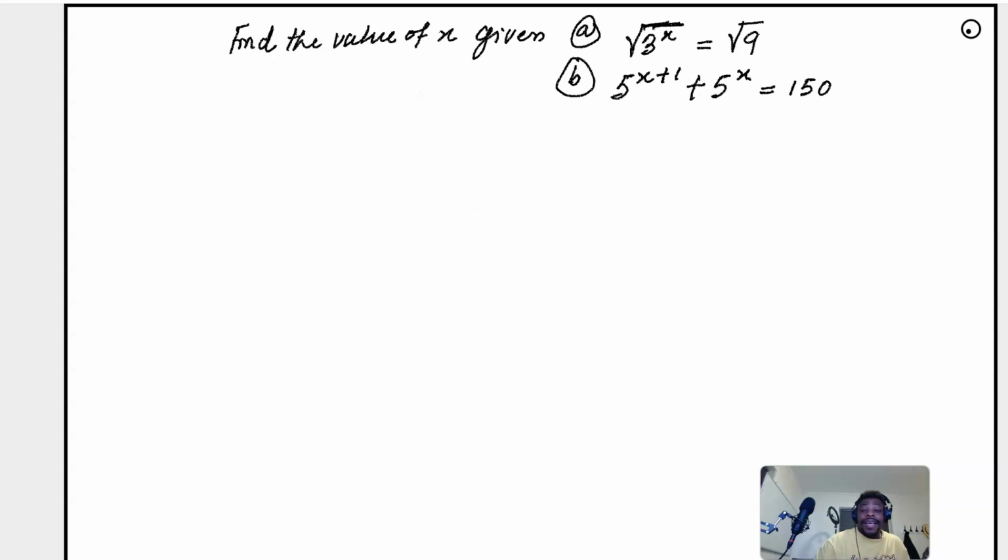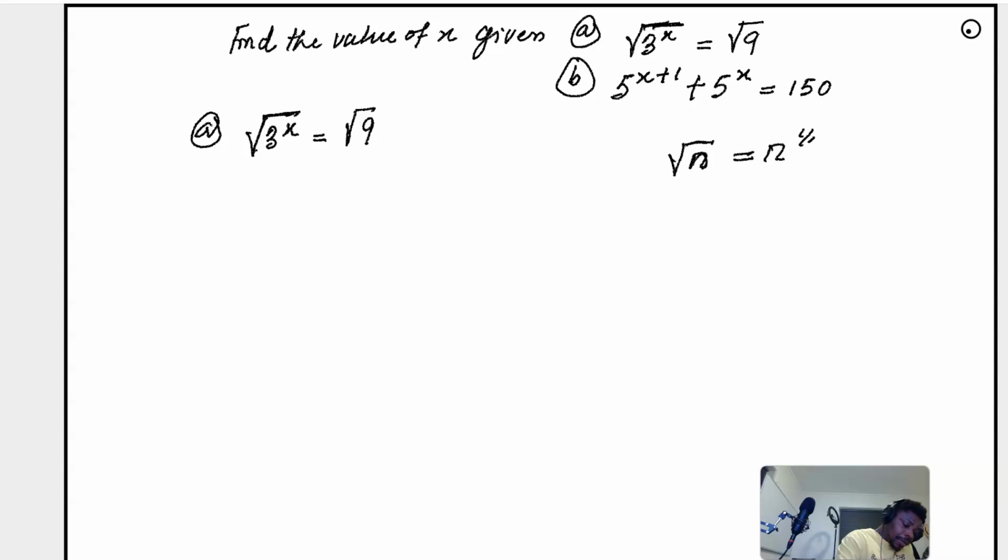Easy. Now let's solve for x in this question. A, square root of 3 raised by x is equal to square root of 9. Now remember, if you have square root of n, square root of n means n raised by half, because half as a power is the square root. So this is 3 to the x raised to the power half. Square root of 9 is 3.